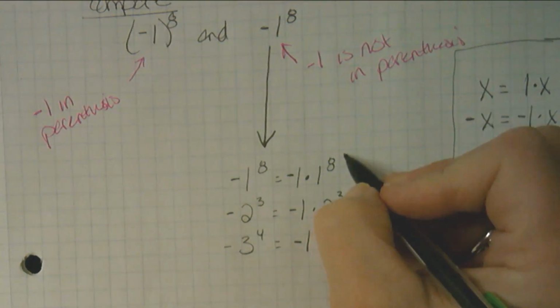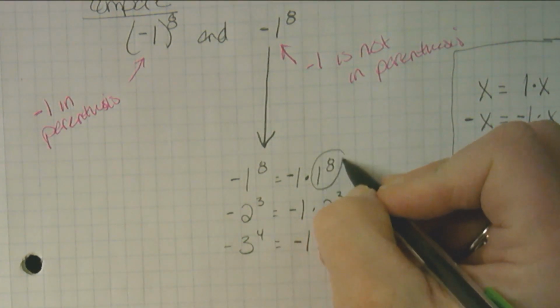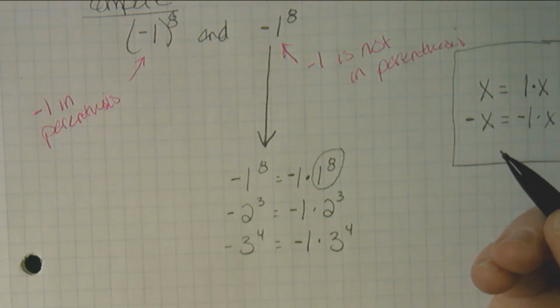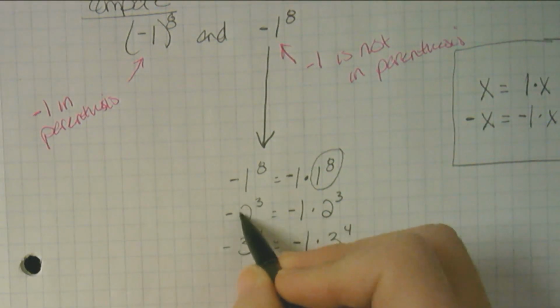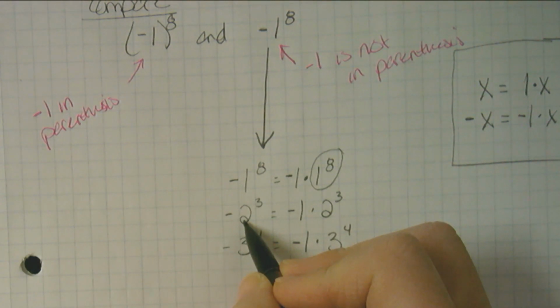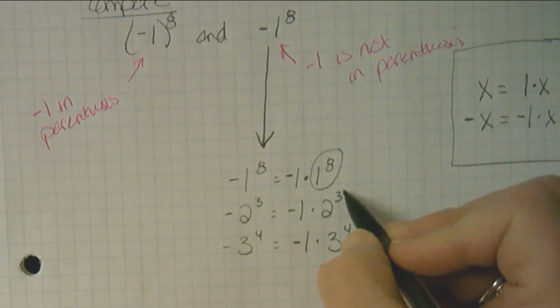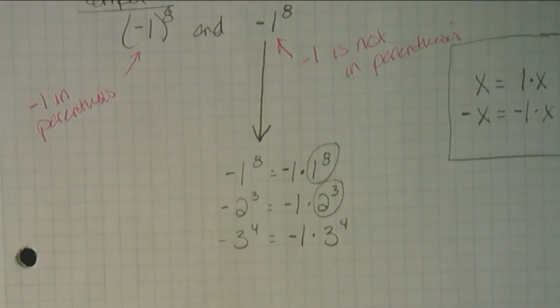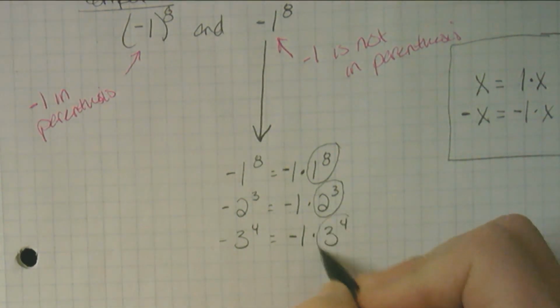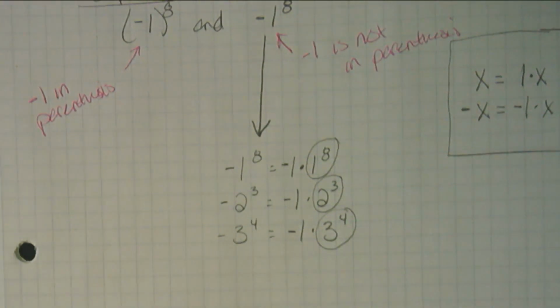So the base of my power of 8 was just a positive 1. If I look at that negative 2 to the third power without the negative 2 in parentheses, that's negative 1 times 2 to the third power. The base is simply that 2. And the same thing with that last one. That power of 4 is on just the 3.